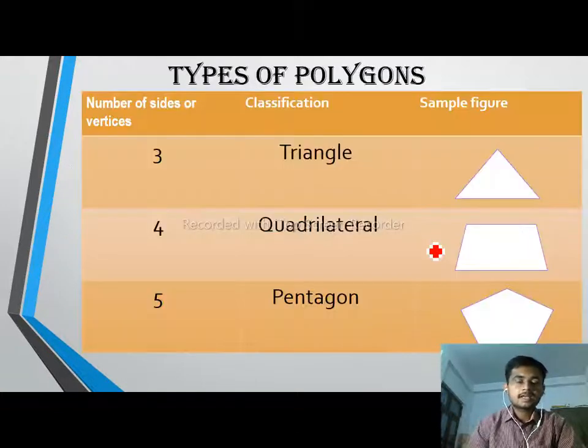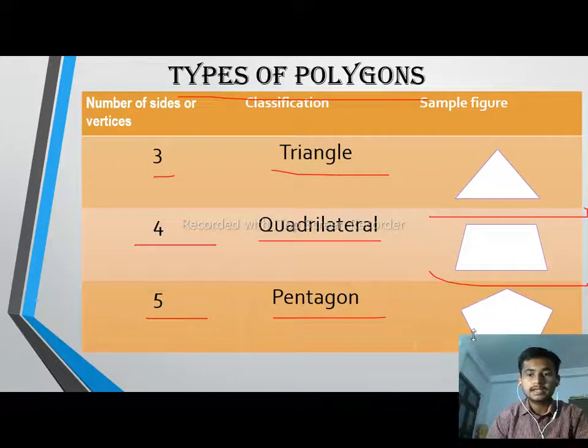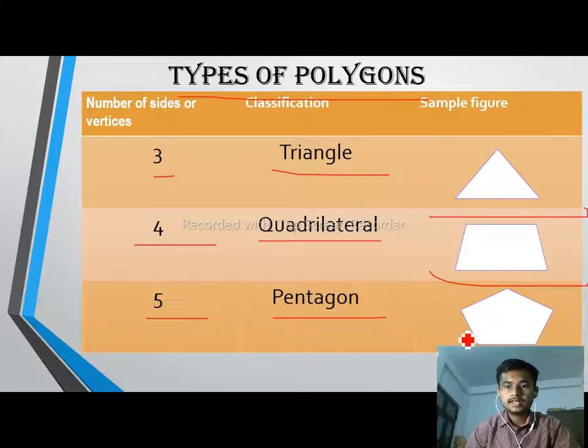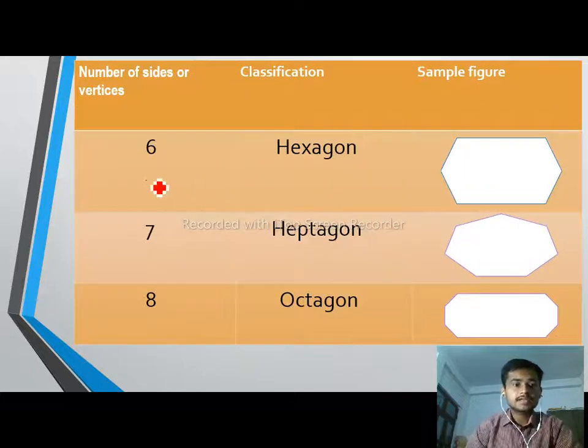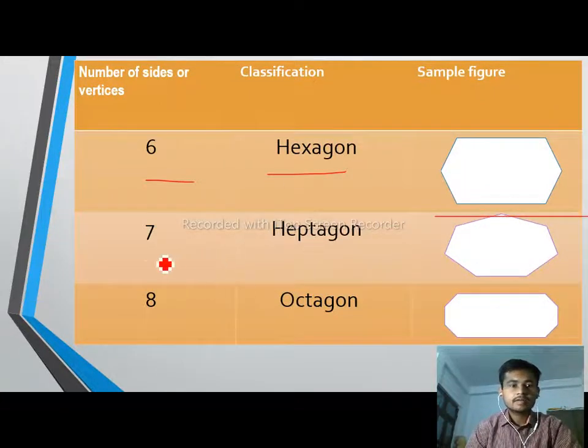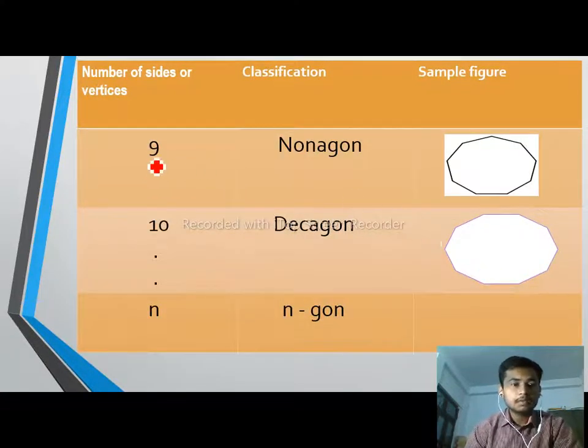As we've already discussed the types of polygons. What are the types of polygons? When the number of sides is 3, it is known as a triangle. When it is 4, it is a quadrilateral. 5, pentagon. 6, hexagon. 7, heptagon. 8, octagon. 9, nonagon. And when the number of sides is 10, it is known as a decagon.